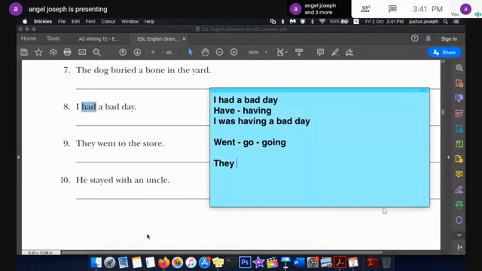"They", can I just put "they going to the store"? No, I have to put past here, right? So what will you use? "They were going to the store." That's how we do it.